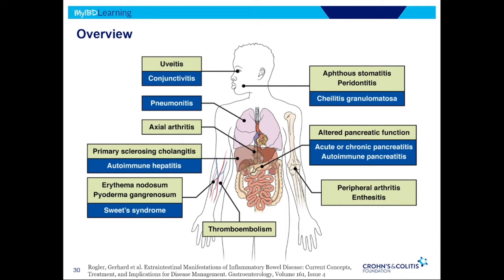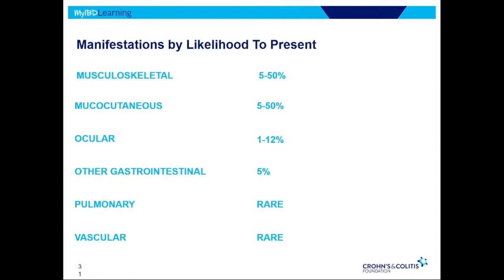As a brief overview, extraintestinal manifestations of inflammatory bowel disease are pretty common amongst various organ systems. We see everything from the eyes, to the mouth, and even some of the internal non-luminal GI organs, the liver and the pancreas. Arthritis is a pretty common one, and we'll talk about it. A lot of the skin manifestations are also pretty common, so we'll talk about those as well.